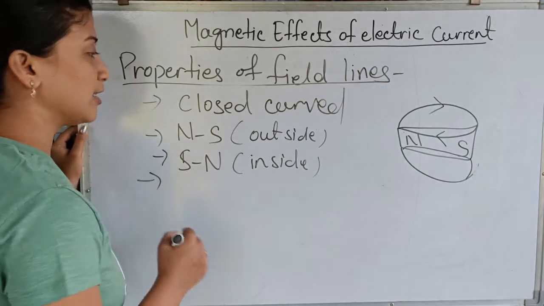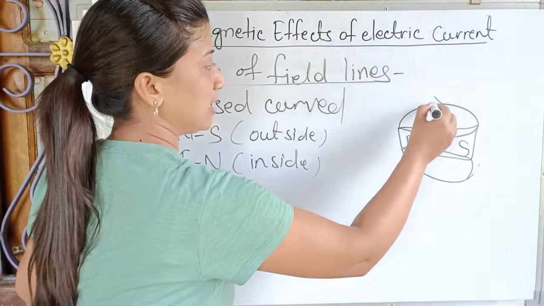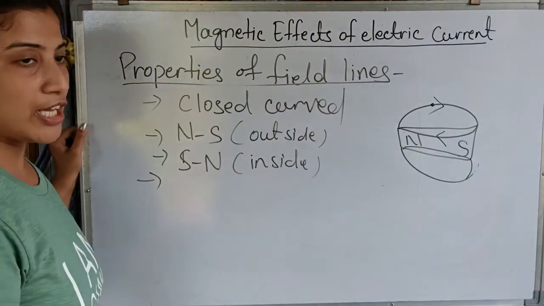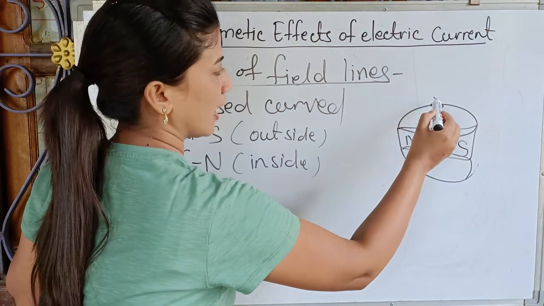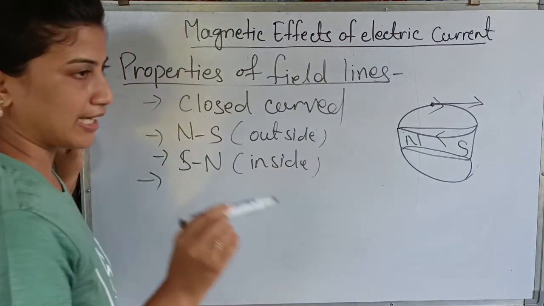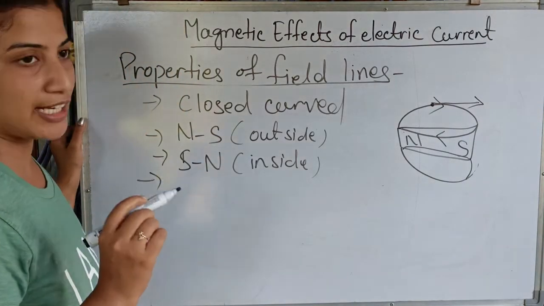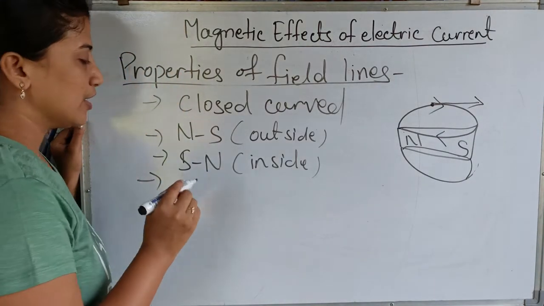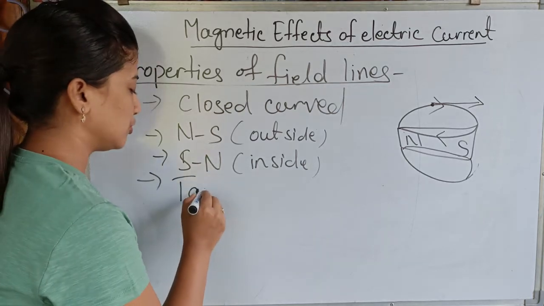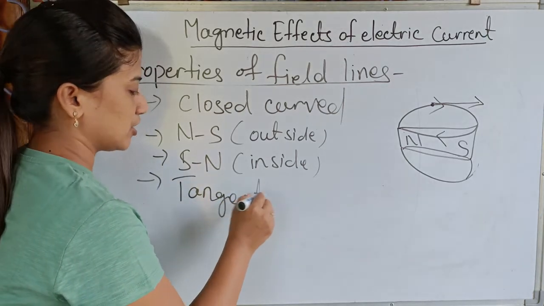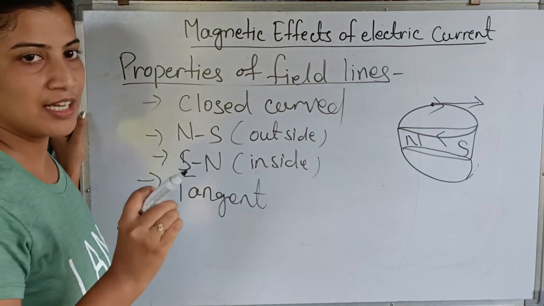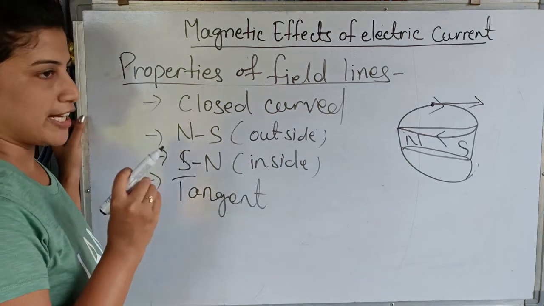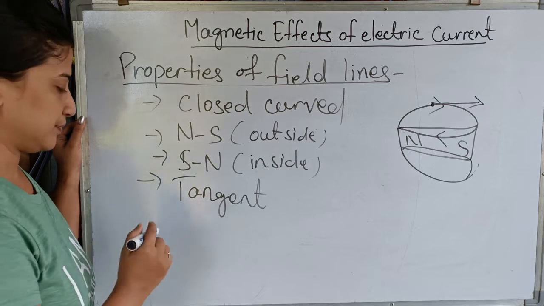The next important point is, at any point, if you want to find out the direction of the magnetic field, what you have to do is simply draw a tangent. So a tangent drawn at any point on a magnetic field line represents the direction of the magnetic field.